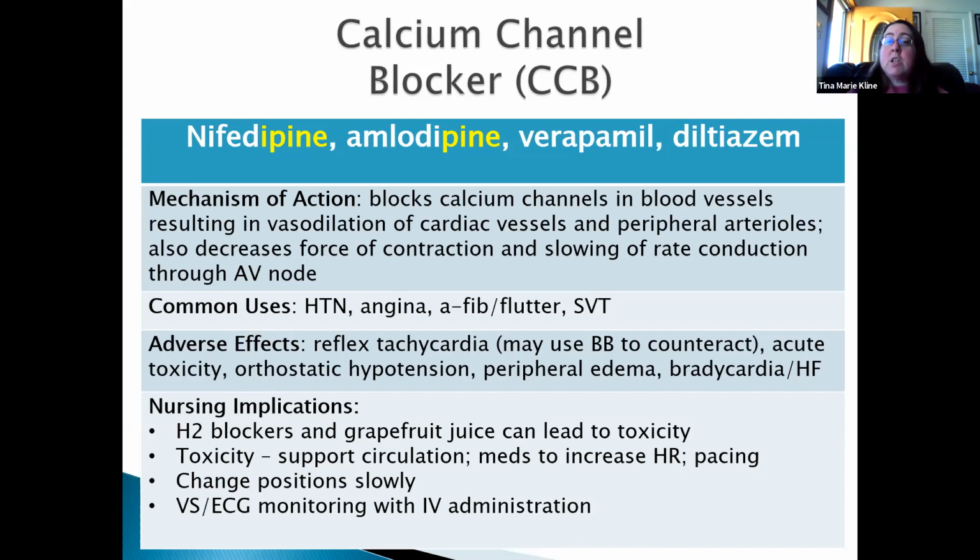Again, you want to change position slowly. You can have that orthostatic hypotension. If your patient overdoses or becomes toxic on it, which to be honest with you is very rare with PO dosing, that's typically not going to happen unless you're talking IV. Again, we worry about dropping the heart rate too low, and then at that point they may require pacing. Again, with hypertension treatment, that's not as big of a concern. You'll talk more about that next semester when you get into cardiac dysrhythmias.